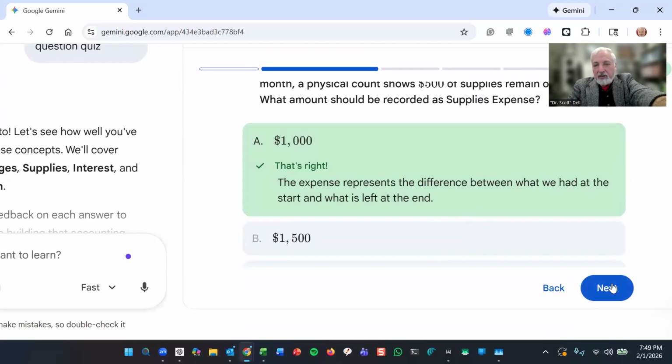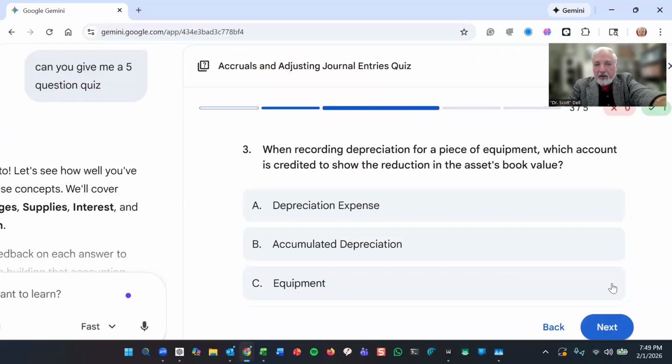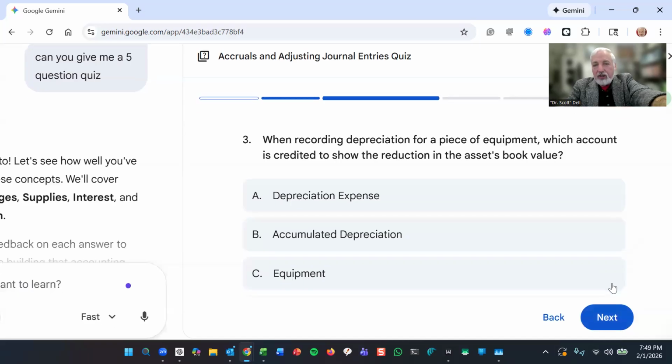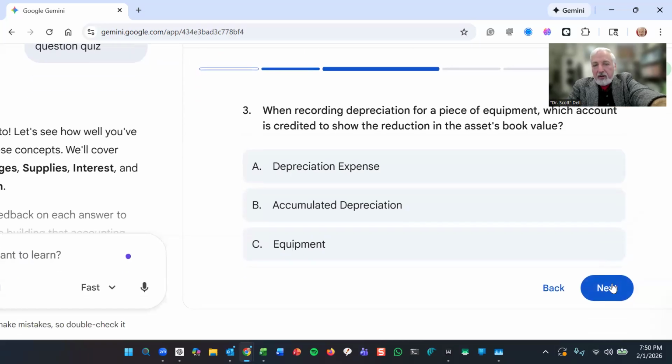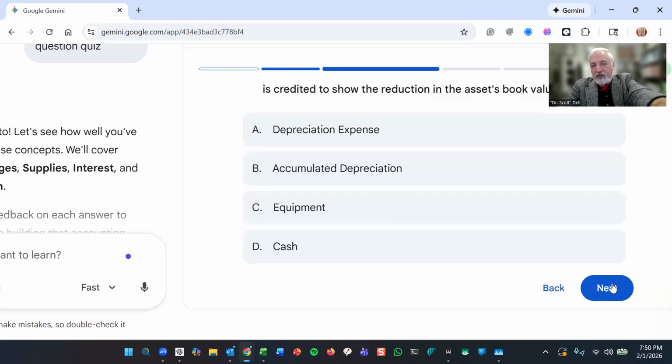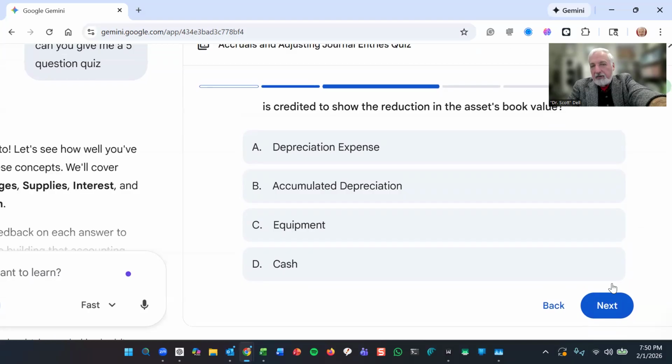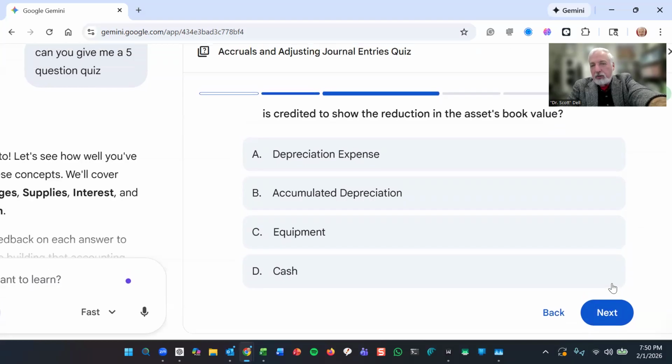All right, let's go down and do one more quiz question, a couple more. Recording depreciation for a piece of equipment, which account is credited to show the reduction in the asset book value? Now, we said we don't credit the cash, is obviously not the answer. Equipment, we don't credit the equipment. By the way, we do credit the intangible. If it's a patent, if it's copyrights, if it's things that are directly known as intangible assets, those would be credited. But for equipment, we have depreciation expense or accumulated depreciation.